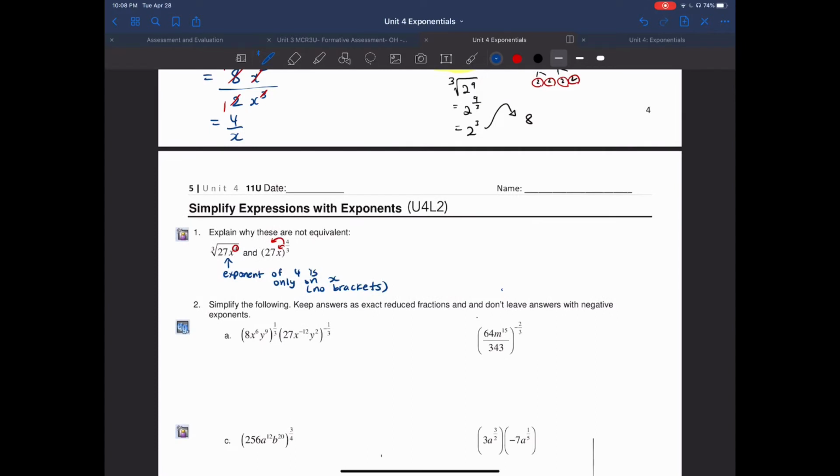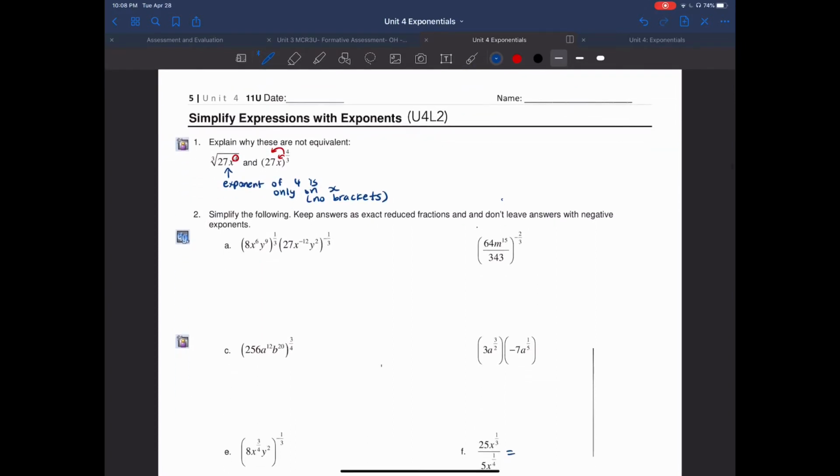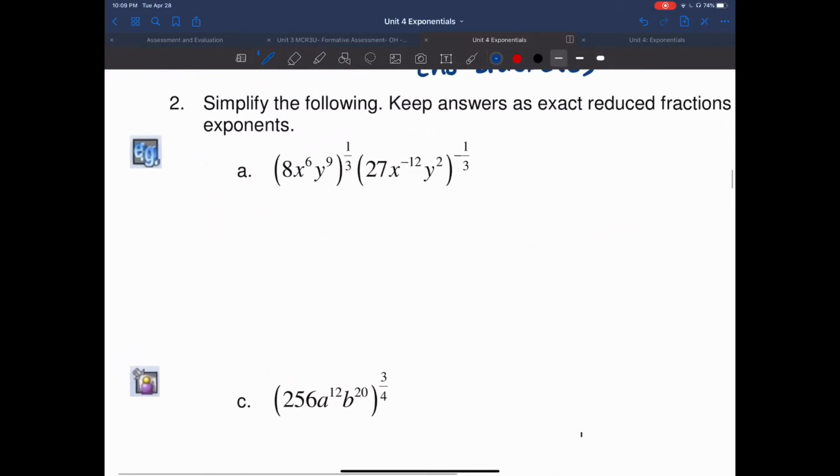Meanwhile, for question 2, simplify the following, keep answers as exact, reduce fractions, and don't leave answers with negative exponents. For question 2a, I'm going to have the 1/3 apply to each part. The negative 1/3, remember from last time, I'm going to split it so that I have a negative in the numerator. I'm going to apply it to all three parts and I get 8 to the exponent 1/3 x.